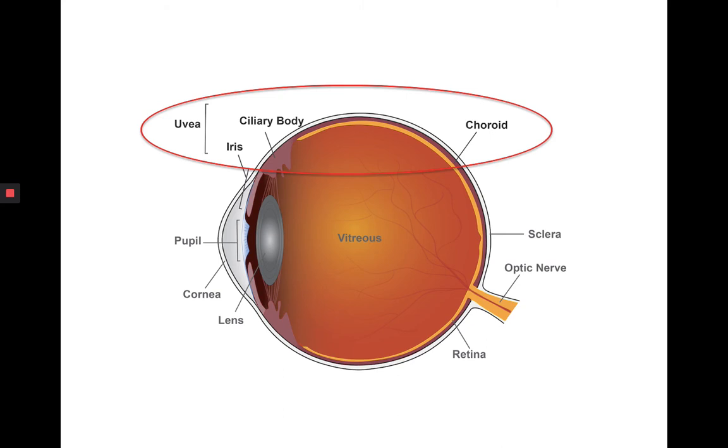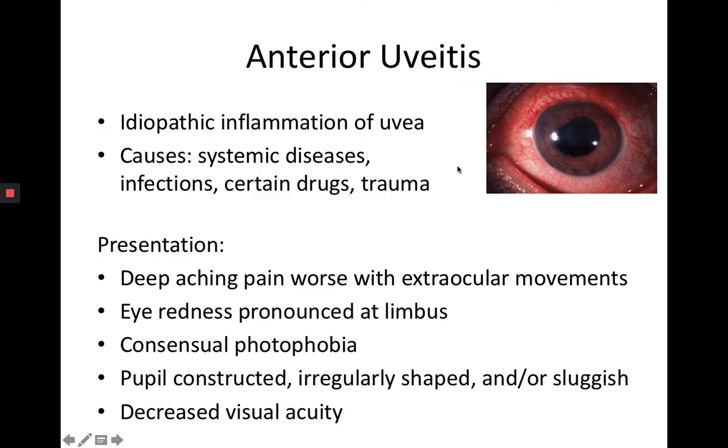All right, next we'll talk about the uvea. And the uvea consists of 3 structures, the iris, the ciliary body, and the choroid more posteriorly. The next case is Anterior Uveitis, and this is an inflammation of the uvea, and it's most commonly caused by systemic diseases, infections, certain drugs, and trauma.